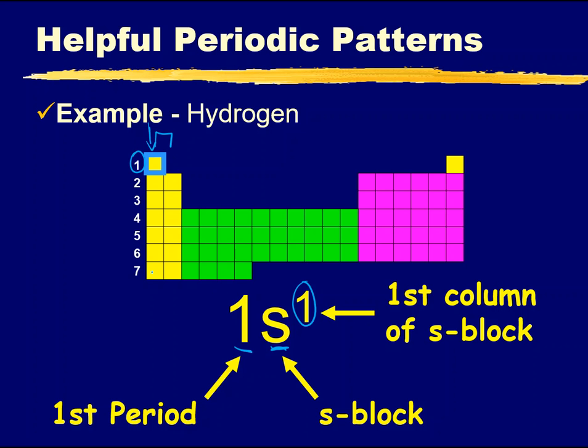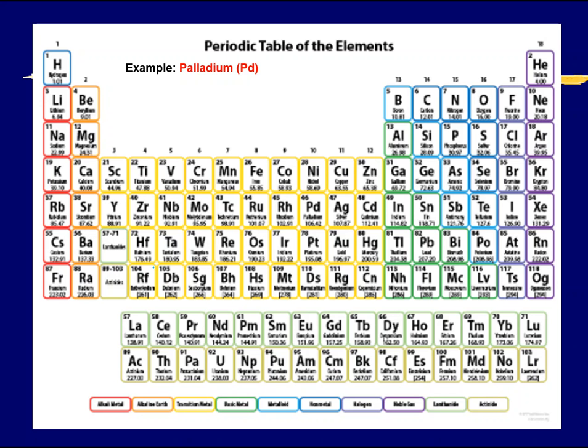Let's try one that isn't as simple as hydrogen, just to get the notation down a little bit better. Let's do palladium, Pd, which happens to be right here. It's right smack dab in the middle of the transition metals in the D block. So this one's going to take a little while to work our way down to Pd on the periodic table. So I'm just going to follow the patterns.